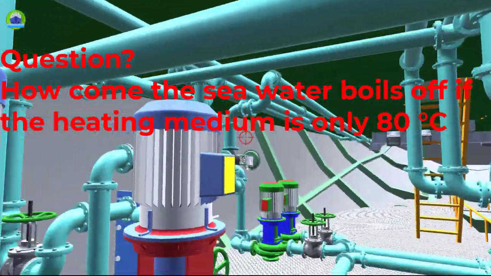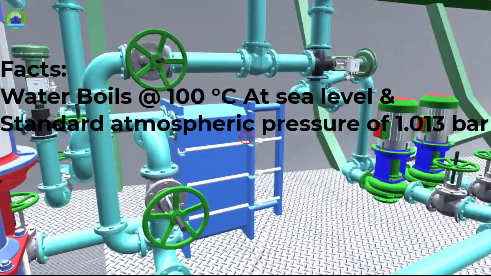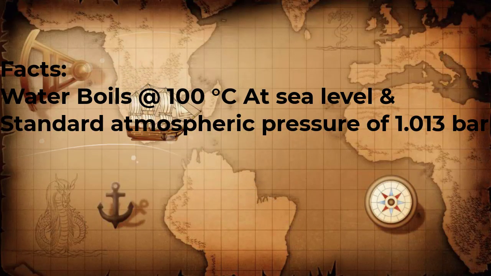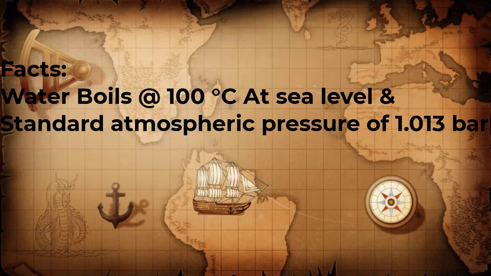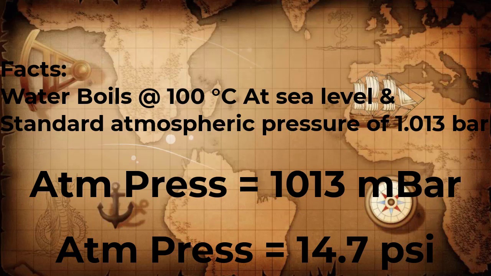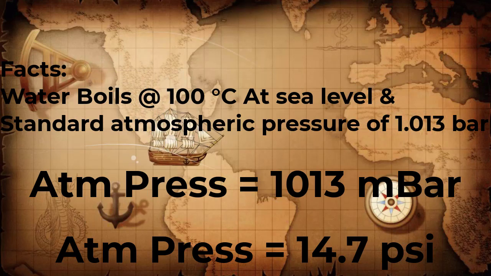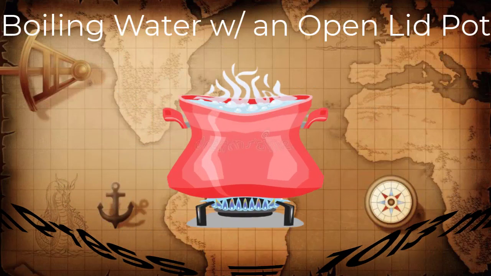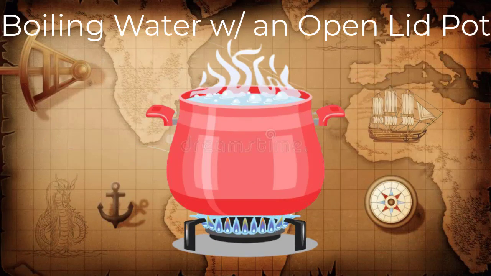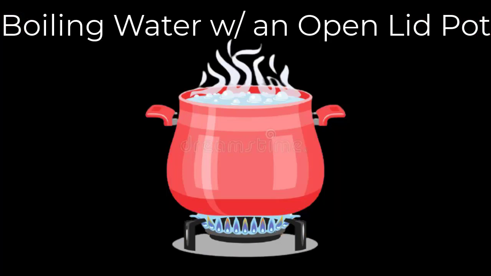Let's establish some facts. Water boils at 100 degrees Celsius at atmospheric pressure, which is about 1.023 bar or 1013 millibars or 14.7 psi, pounds per square inch. To give you an example, if you boil water at home with an open lid pot and you are at sea level, then the water requires a boiling point temperature of 100 degrees Celsius before it gives off vapor.